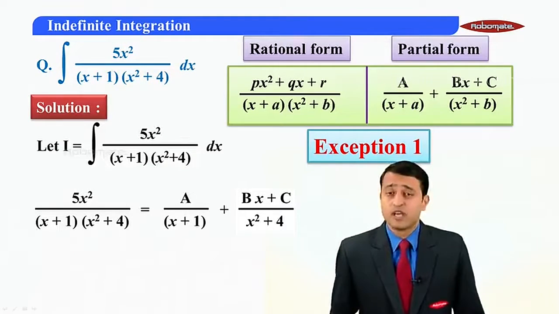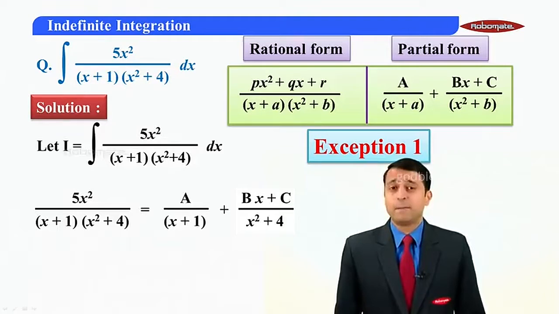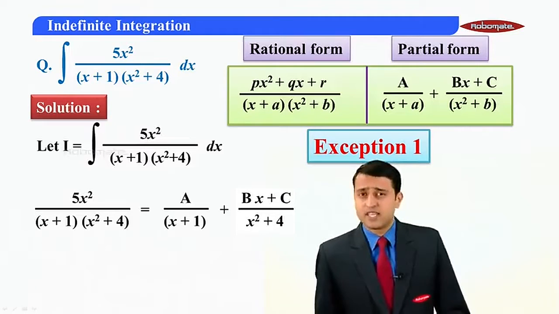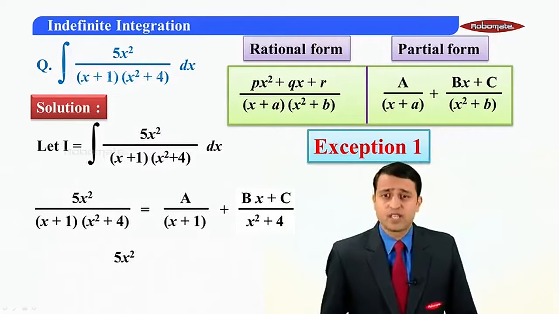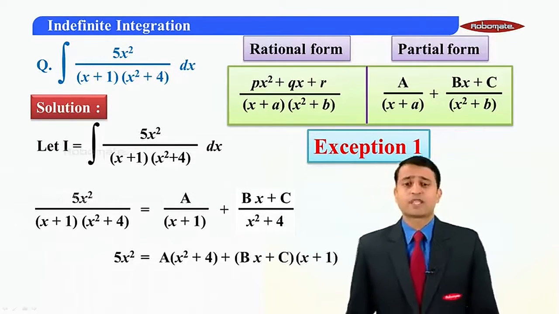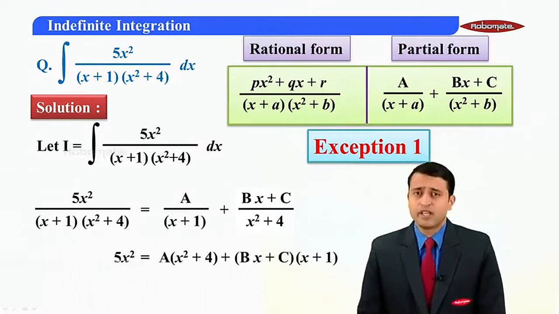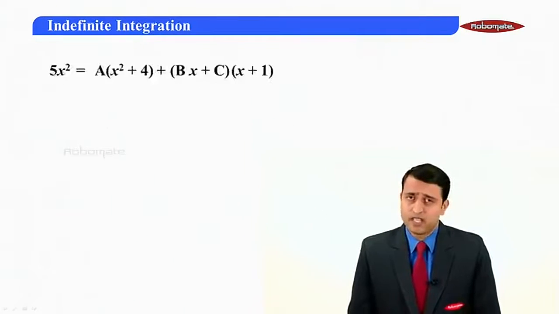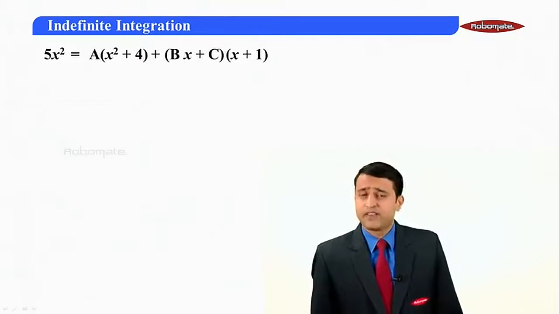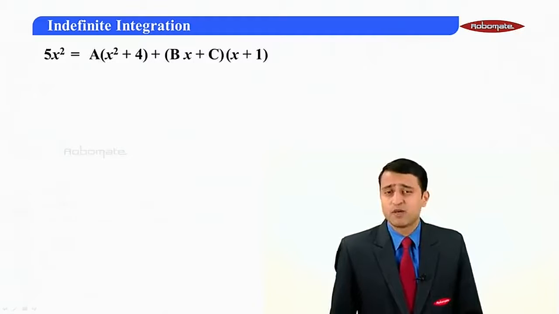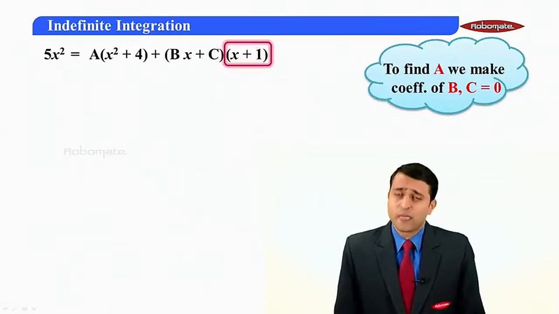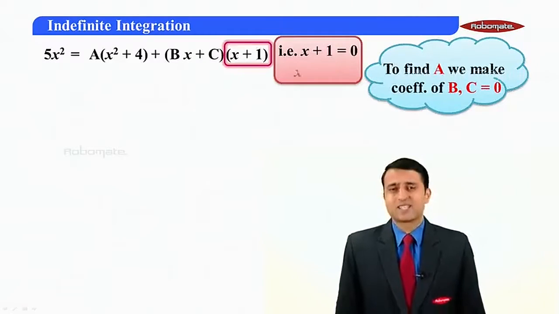Now my dear students, again we have to find the value of a, b and c. For that we will have to take LCM. So let's take LCM. What we get is 5x square is equal to a into x square plus 4 plus bx plus c into x plus 1. Is that okay? Now how do we find the values of a, b and c? In such a case, it is the easiest to find the value of a. That can be done if I make the coefficient of bx plus c equal to 0, and that is nothing but by using x plus 1 equal to 0. If x plus 1 is 0 means x is minus 1.